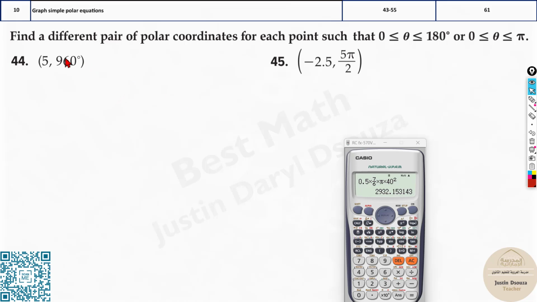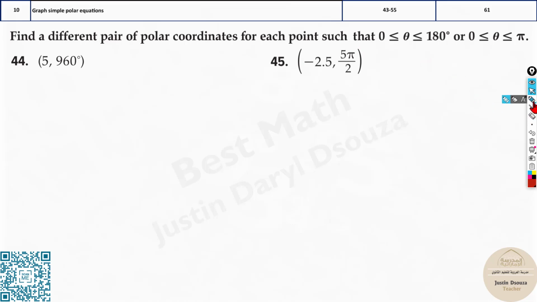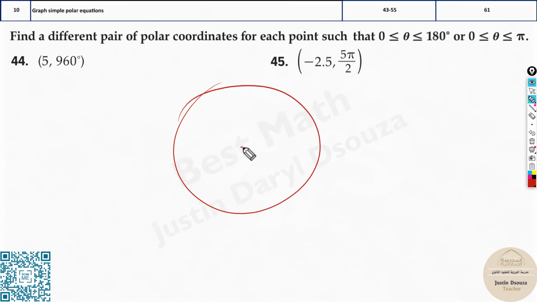Now here we have a different pair of polar coordinates for each point. Now this is the polar grid, right? It starts from 0 here, 90 here, 180, 270, and then again it goes to 360, isn't it? So we start like this. Now the radius over here is given as pi. Imagine this is the radius pi.